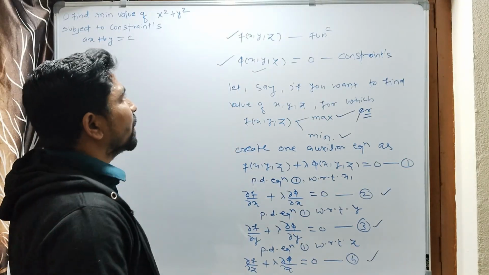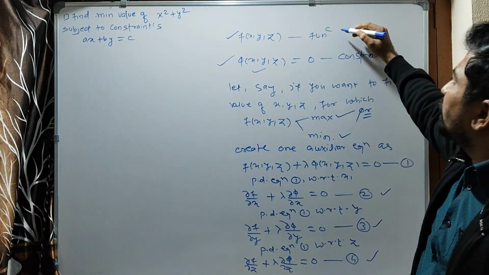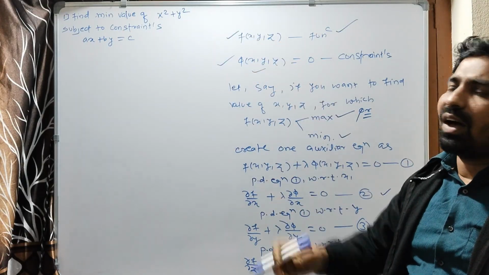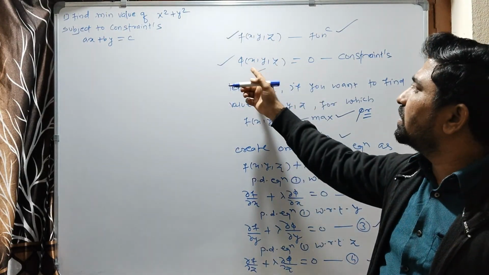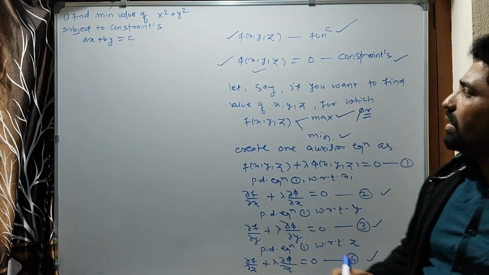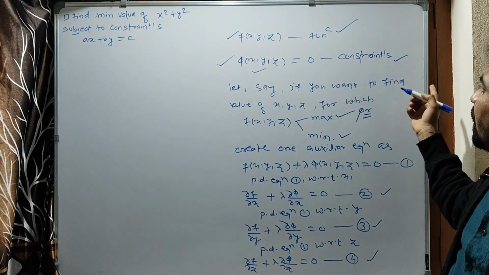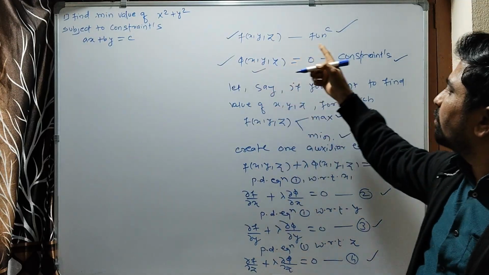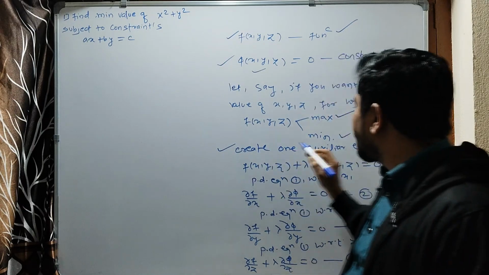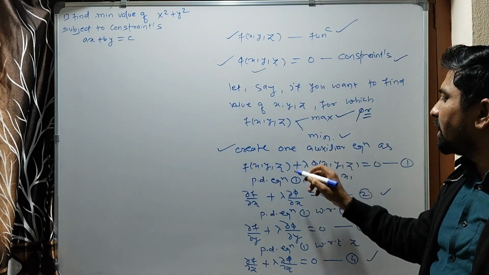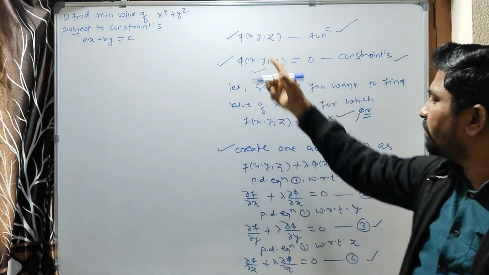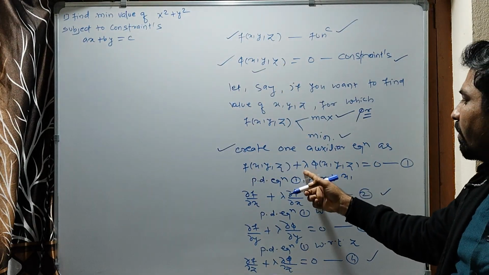So here, just observe one thing. Let's say you have one function f of x, y, z, and the variables x, y, z are related by some relation, that is phi of x, y, z equal to 0. This is my constraint. Let's say you want to find the values of x, y, z for which my function is either maximum or minimum. For that purpose, create the auxiliary equation with the help of this objective function f and the constraint, multiplied by lambda.